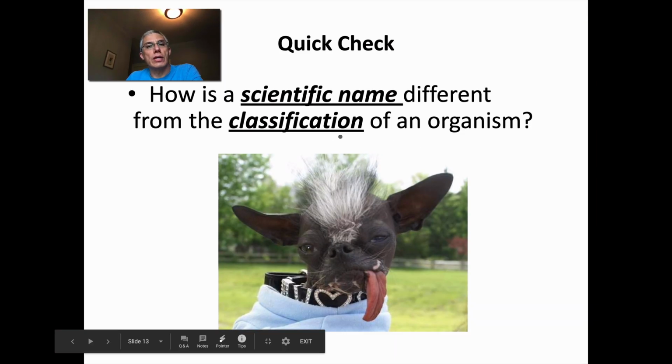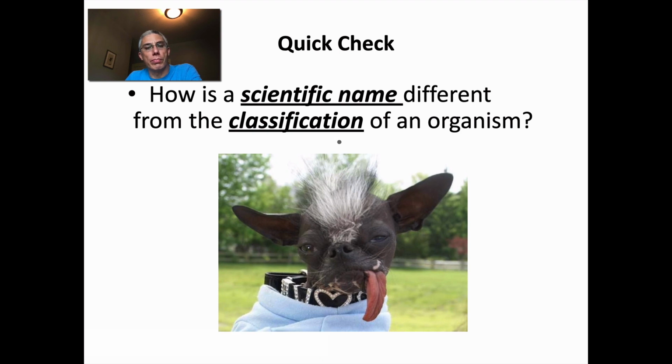So I want you guys to think, again, this is going to be a really quick check, and you can pause the video if you want to, just to think about it: how is a scientific name different from the classification scheme of an organism? Think about that for a second.